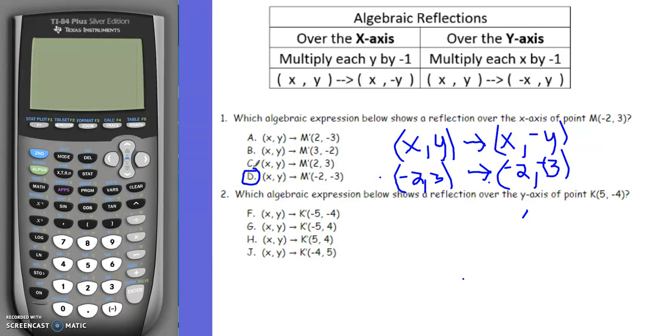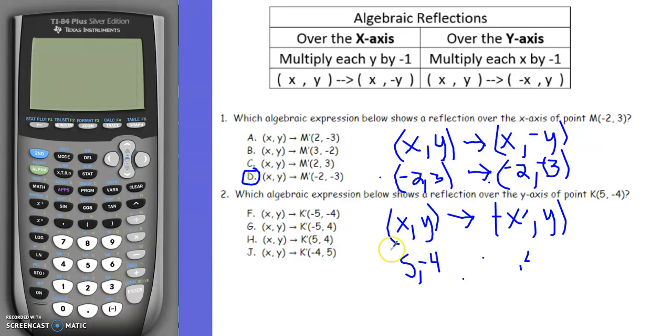Alright, then we have the same thing, but this time we're reflecting it over the y-axis. The y is going to stay the same. So we're going to have the opposite of x. The ordered pair is 5, negative 4, so negative 5, y stays the same, so it is negative 4. So negative 5, negative 4, which is F. Alright, next question.